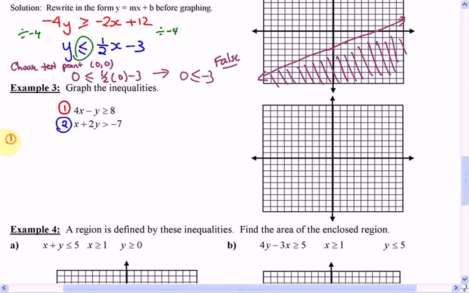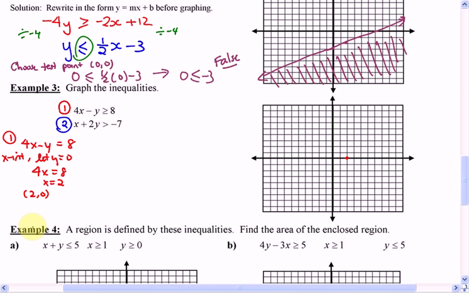For number 1, I'm going to graph it out, okay, by using actually the x-intercepts and y-intercepts, just for fun, okay? So if I wanted to find the x-intercept, of course I let y equal to 0. So 4x equals to 8, x equals to 2. So in this case, I've got the x-intercept of 2, 0.